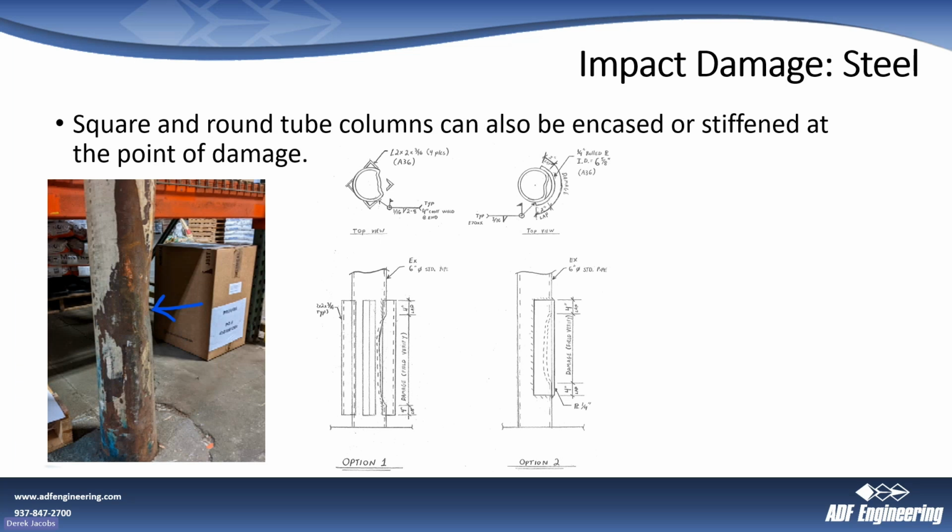This is the same both for the wide flanges we just saw, or the I-shaped columns, and also for round and square columns as well. Sometimes you'll see those. You can encase those. And in this instance here, we had more minimal damage to a pretty large diameter column, so we decided to give them a couple options to reinforce it over the small buckled area or the damaged area, with a slightly larger piece of tube or some stiffeners here.